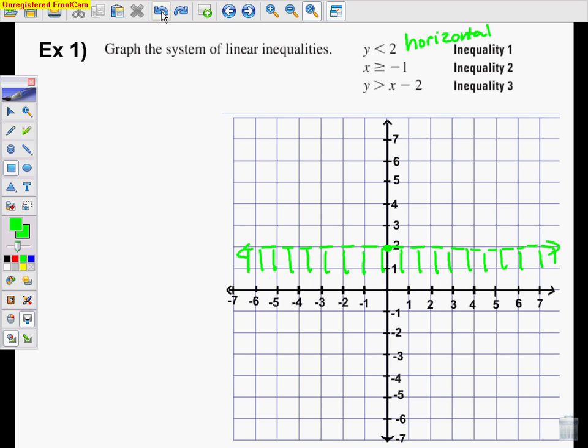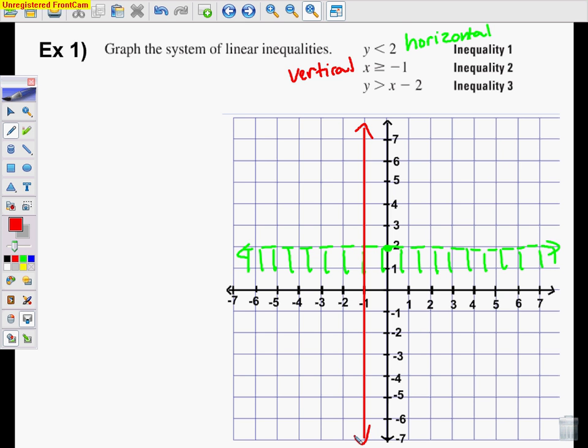All right. The next inequality we have is x is greater than or equal to negative 1. We should be able to look at that and say, okay, that's vertical because it's just an x. And we should also be able to say that that is going to be a solid vertical line through x equals negative 1. Here that is. After that, we're going to do our shading.